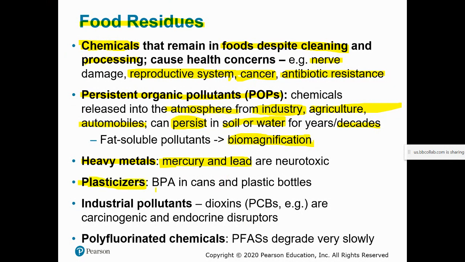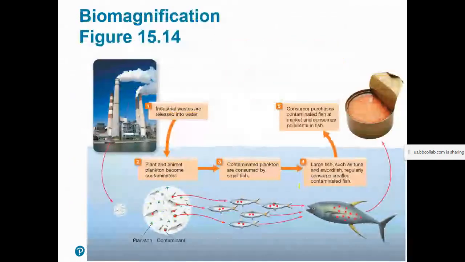Plastics, so bisphenol A or BPA is one of the more common ones. That's used in cans and plastic bottles. Other industrial pollutants, so dioxins is an example, can be carcinogenic, can affect the endocrine system, so hormonal production. And then polyfluorinated chemicals are also another example of these chemical residues that can get into our food supply.